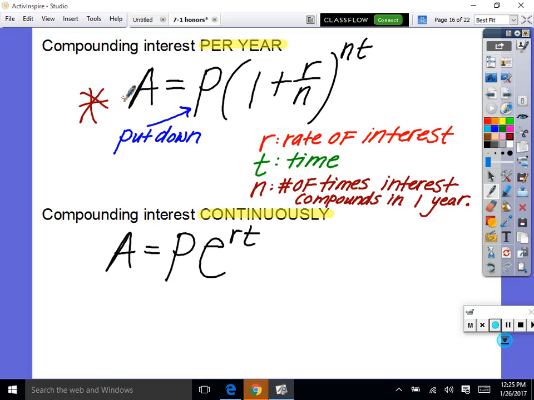P is still the principal or put down amount, and then 1 plus r over n. r is the rate of interest, n is the number of times you get interest in a year. So if you get interest twice in a year, you put a 2 in for that. And then t is the time in the account. So we use PERT if you see the words compounding continuously, and you use this formula if you're getting interest this many times a year. Those really easy examples, what we're technically doing is putting a 1 in here and here, because then you're only getting interest once a year.